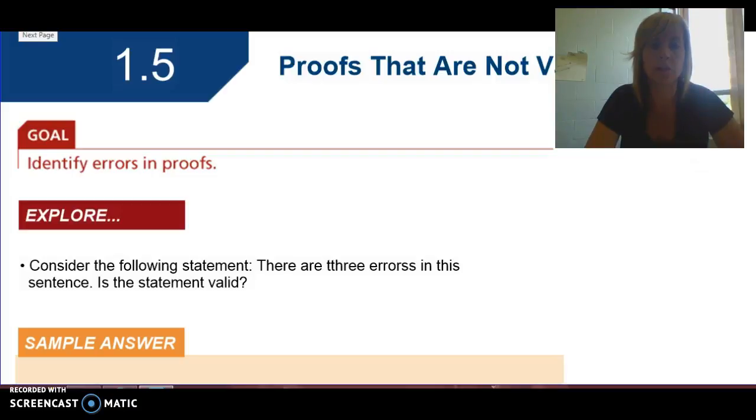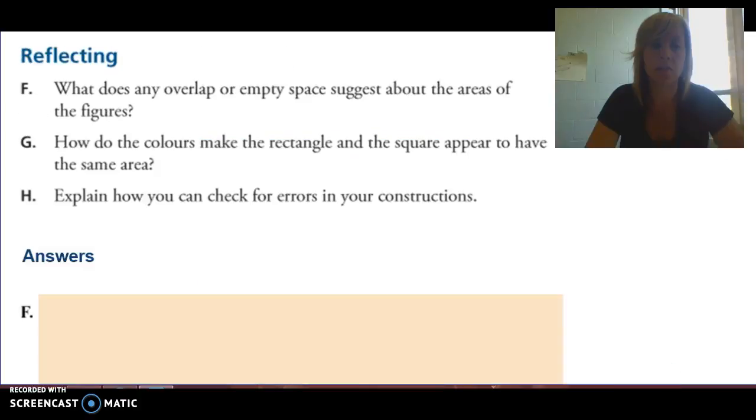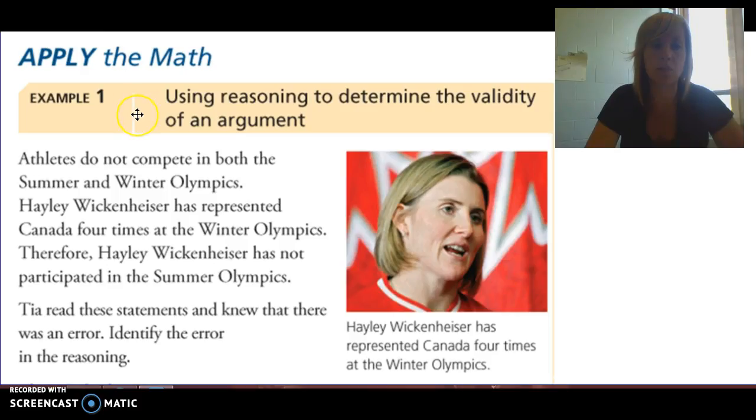Okay, we're continuing section 1.5, proofs that are not valid. If we look at example 1, it's talking about Hayley Wickenheiser. It says athletes do not compete in both the Summer and Winter Olympics. Hayley Wickenheiser has represented Canada 4 times at the Winter Olympics. Therefore, Hayley Wickenheiser has not participated in the Summer Olympics.